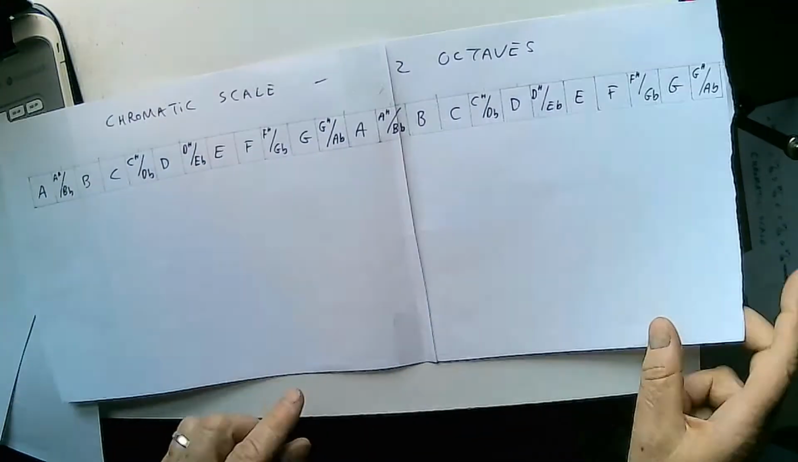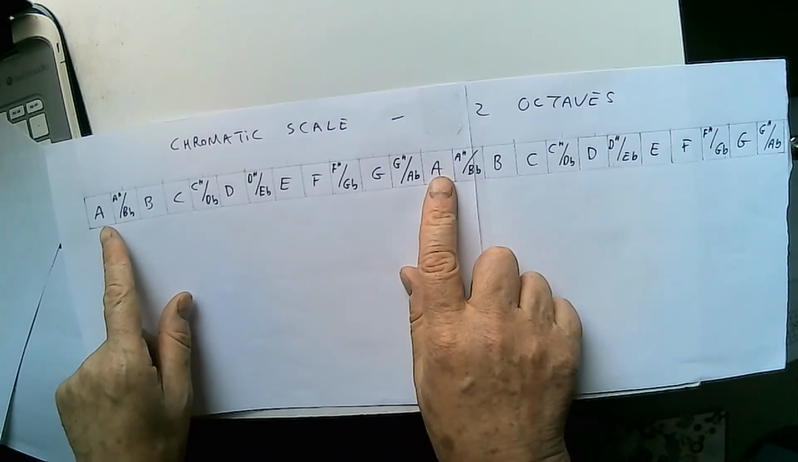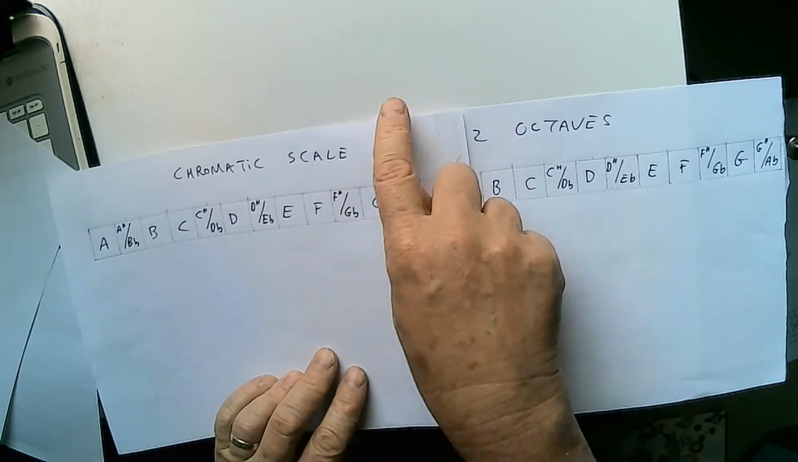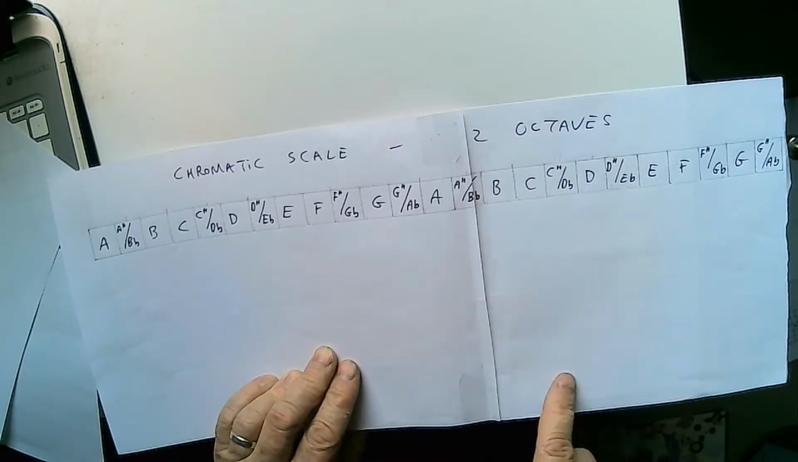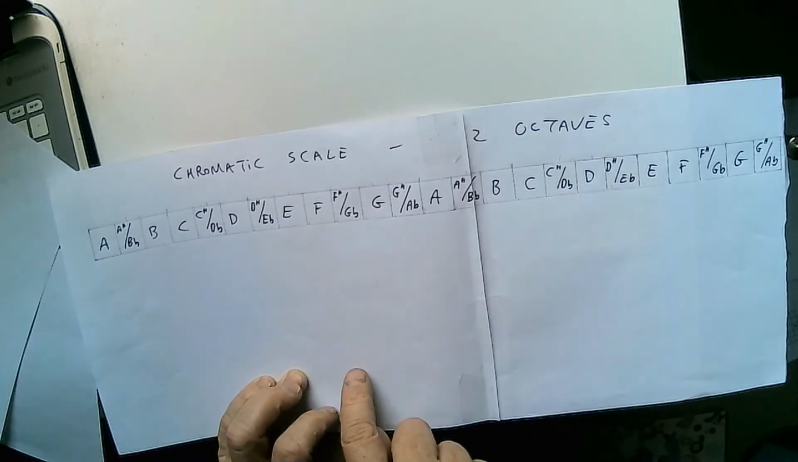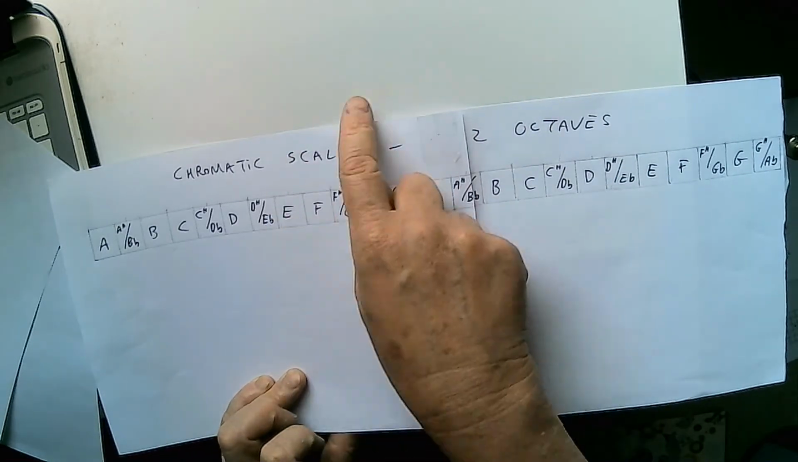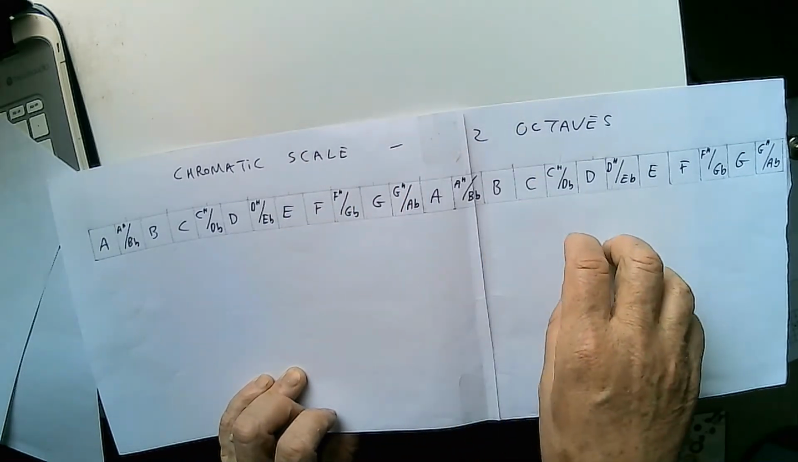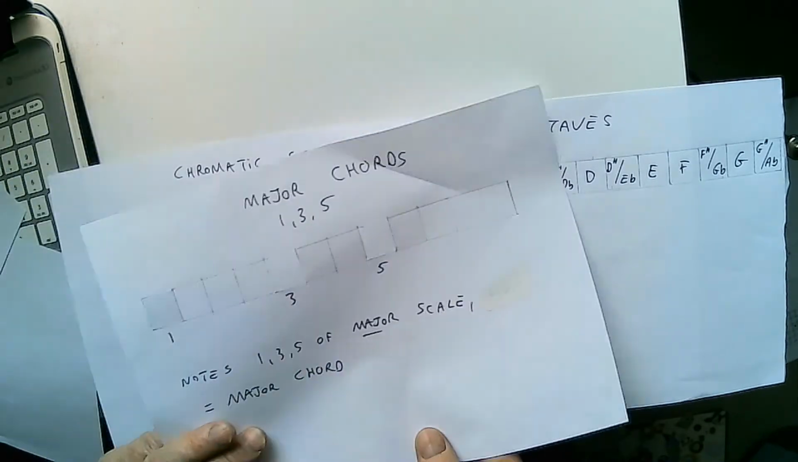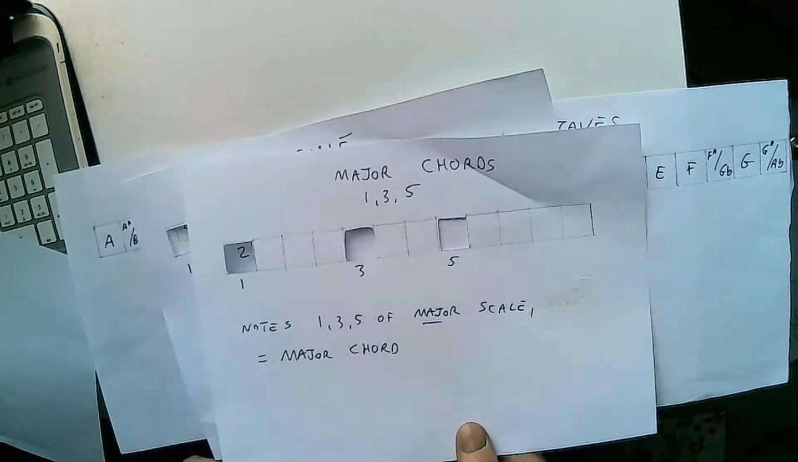So I suddenly thought, if I've got 12 notes in the chromatic scale, why not think of a clock? A clock has got 12 numbers. I could have all the chromatic notes going around the outside, with windows punched in to show the chords and the scales. And this is what I've created.